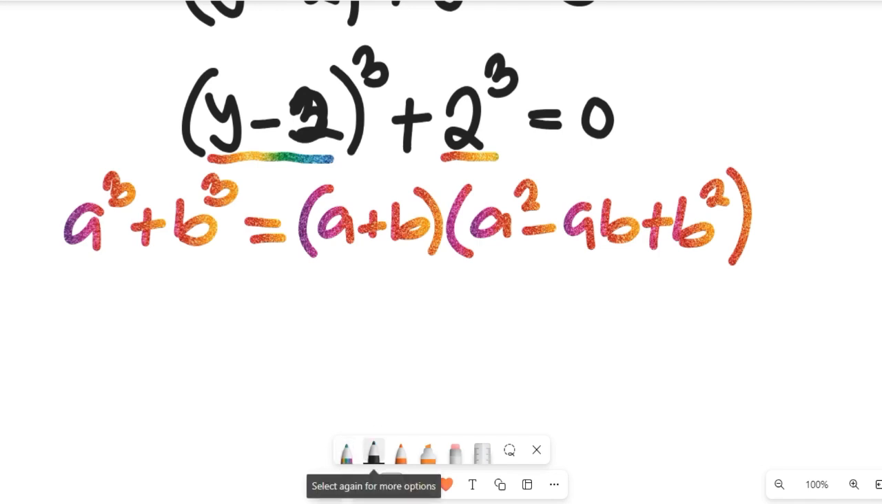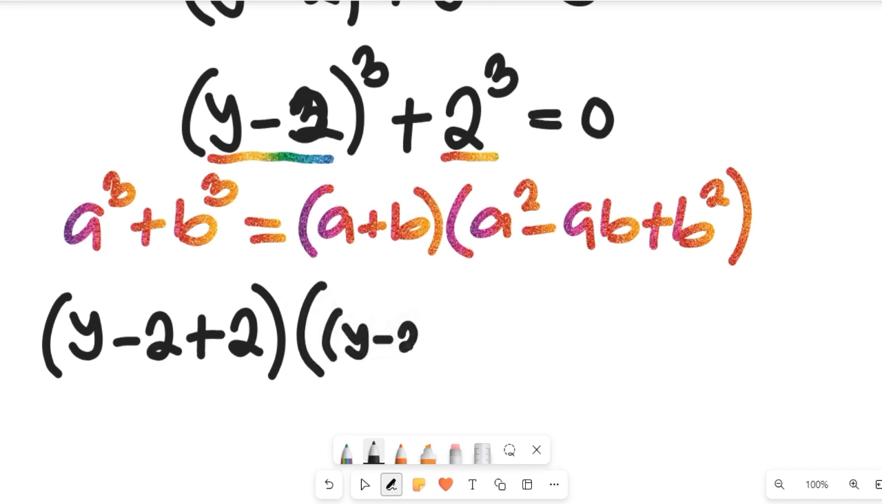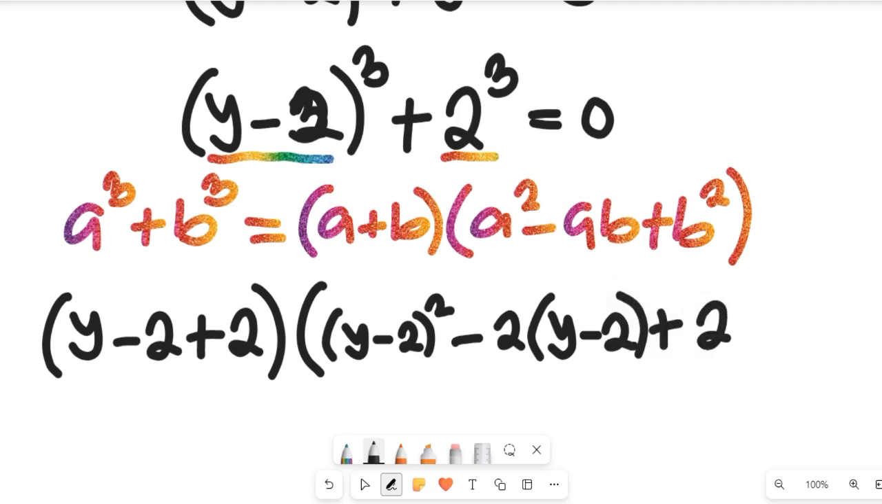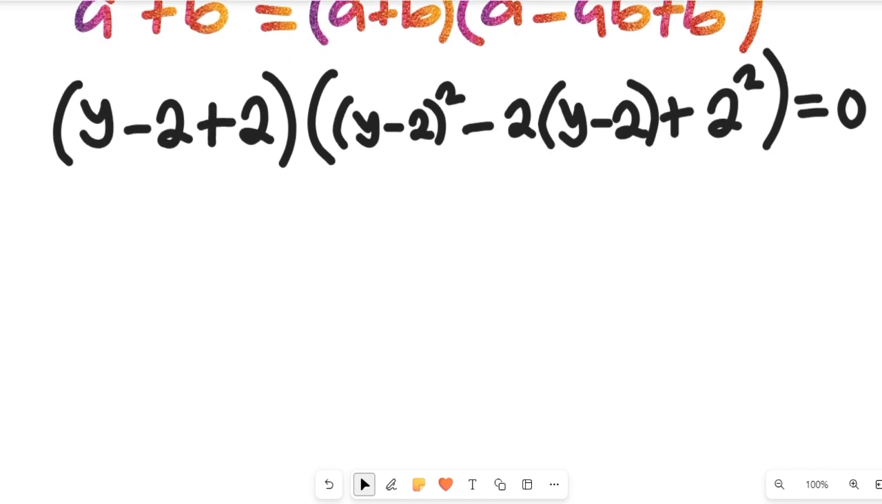Now, if we apply that expression, this whole expression will give us a, which is y minus 2, plus b, which is 2, right? Multiplied by a square, which is y minus 2 square, right? Minus a times b, which is a multiplied by y minus 2, right? Plus b square, which is 2 square. And all these will be equal to 0. Great. Now, having seen this, we are going to expand.